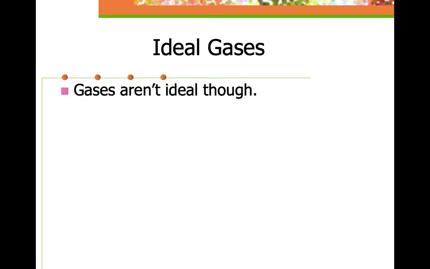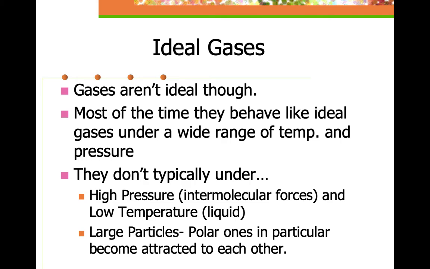But you should know what makes a gas not ideal, because not all gases are ideal. Most of the time, however, gases will behave ideally under a wide range of temperature and pressure, but there are a couple instances where they don't. If you have a really high pressure, you start to see intermolecular forces take place. They start being attracted to each other. Or if you have a really low temperature, they start becoming liquid, they start moving slower, and they're going to start to stick together. Large particles, particularly polar ones, will become attracted to each other, and those intermolecular forces increase, and they would also not be an ideal gas, and they would not follow this rule. But again, for us, we're going to treat all our gases as ideal.